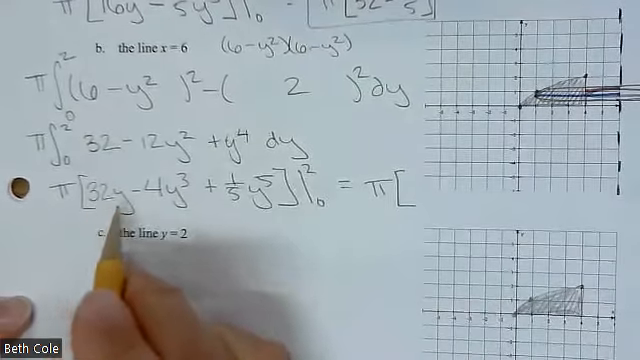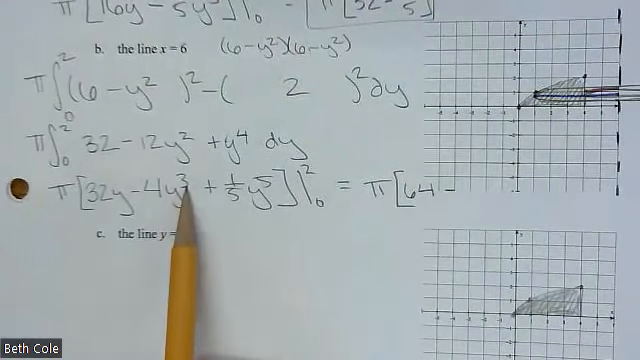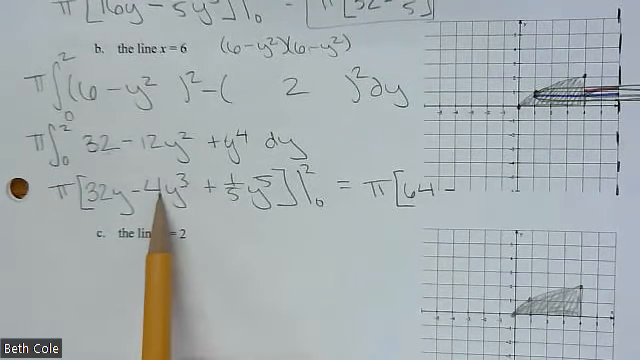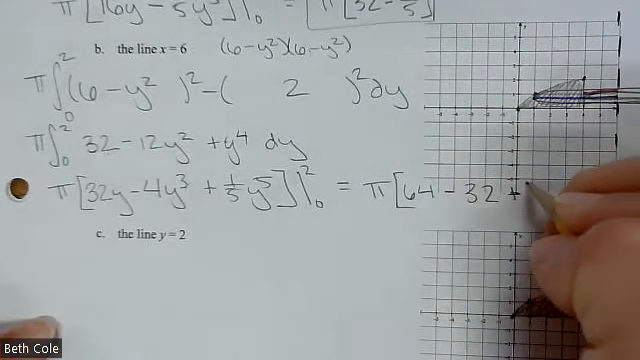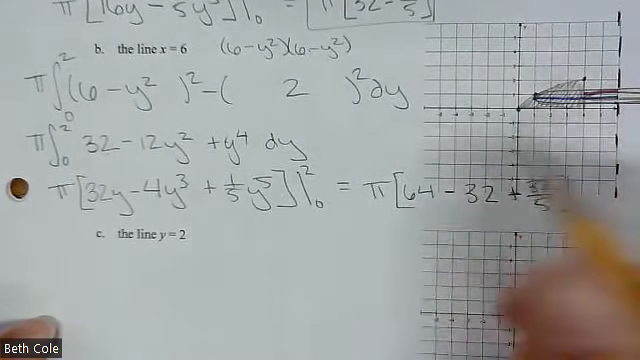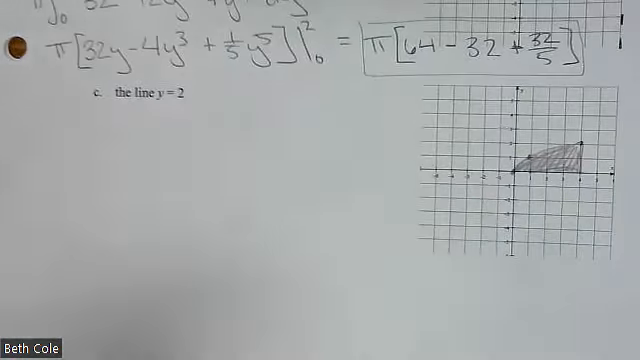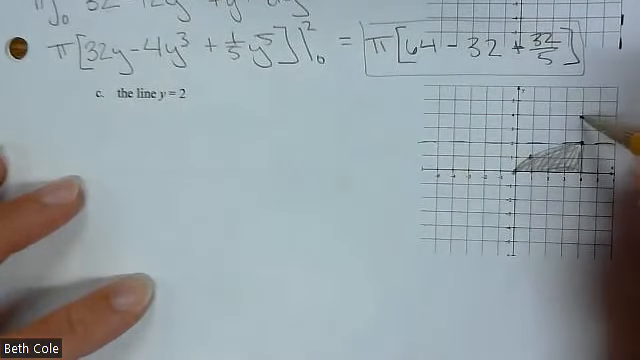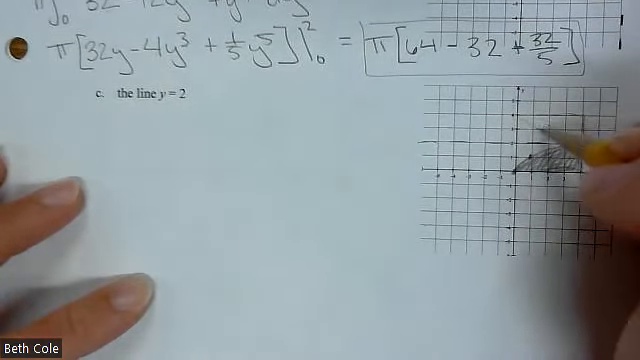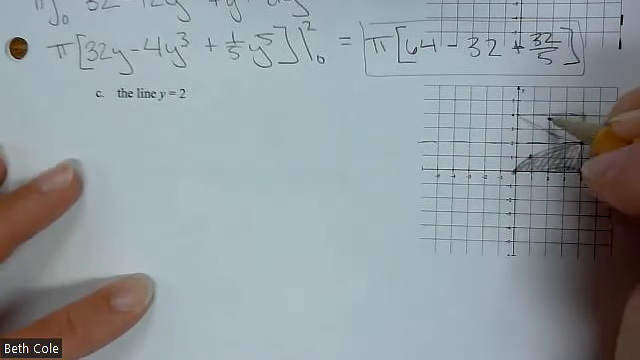That'll be 32 times 2, that'll be 64, minus, let's see, 2 cubed, 8 times 4, 32, and then plus 32 fifths. So whatever that is. Now for the next one: upper graph minus lower graph. What's the upper? Did you get your ghost shape to look like this? Yes, the upper is 2.